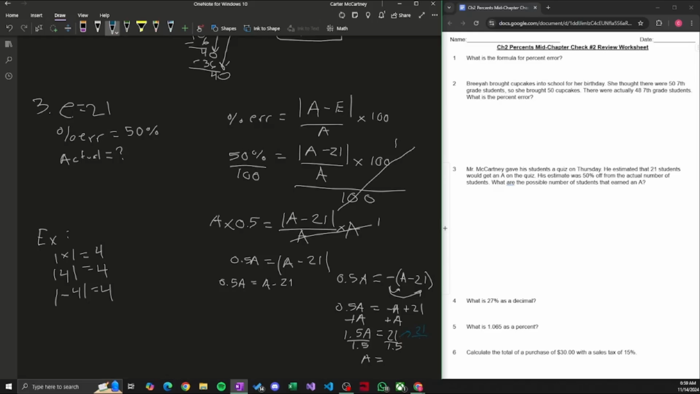It's really 21 divided by 3 halves. You guys know how to do that. We would keep, change, flip: keep the numerator, multiply by this flipped. So 21 times 2/3, and that becomes 14.